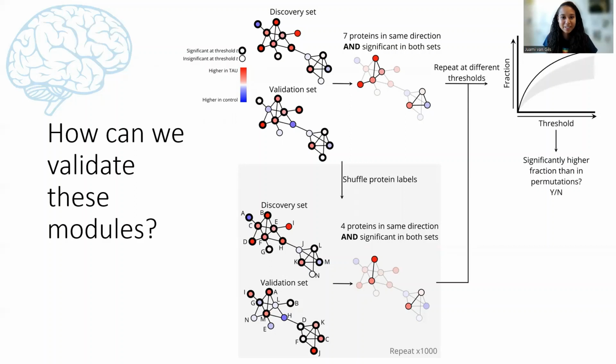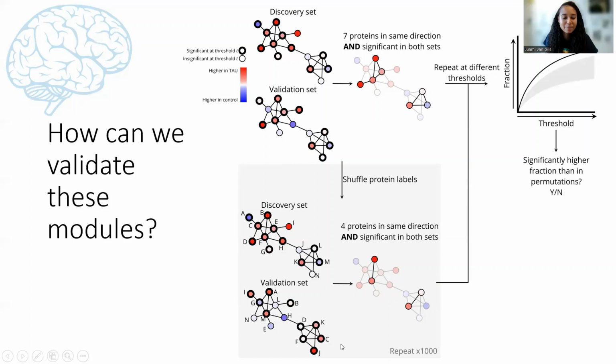So for that, we developed a new validation method where we compare our data set to a validation set. And what we do is that we calculate the fraction of proteins in the module that have a log2 fold change expression in the same direction. So either both up in tau versus control or both down in tau versus control, and have a p-value lower than a certain threshold. Now we calculate this fraction over a number of different p-value thresholds going from 0 to 1.